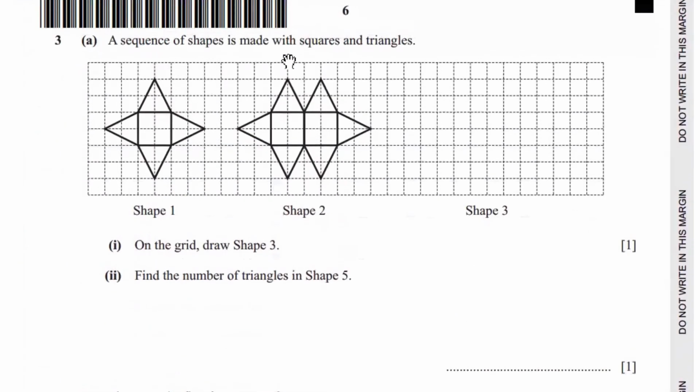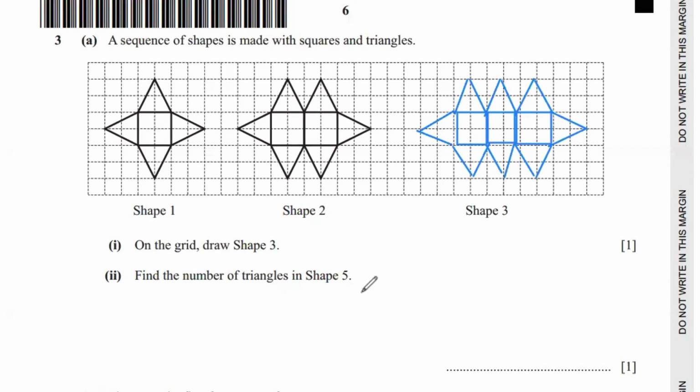Question 3 says a sequence of shapes is made with squares and triangles. On the grid, draw shape 3. So we have 1, 2, 3. 1, 2, 3, 1, 2, 1, 2, 1, 2, and 3. This is our shape.